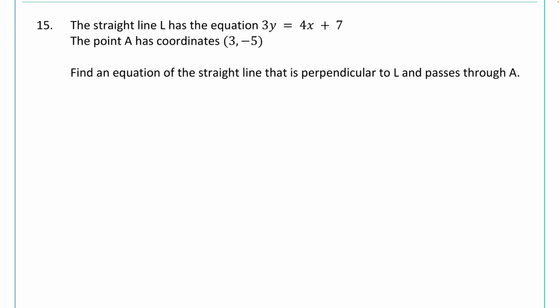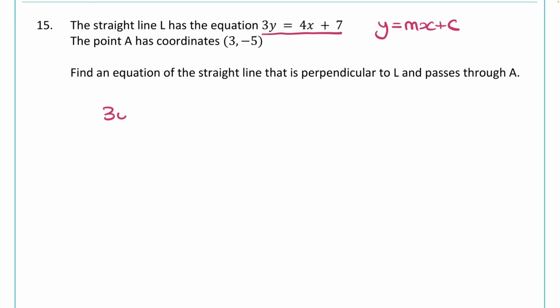Next question is looking at perpendicular line equations. So it says the straight line L has the equation 3y is equal to 4x plus 7. It says point A has coordinates 3 and negative 5. Find an equation of the straight line that is perpendicular to L and passes through A. So when we are looking at straight line equations, for starters, any line equation we want written in the form y is equal to mx plus c.